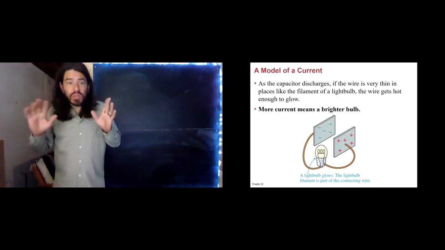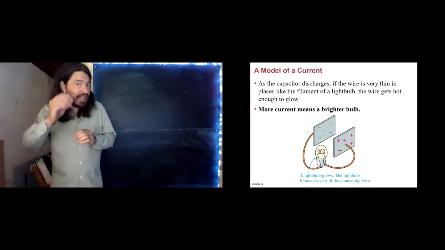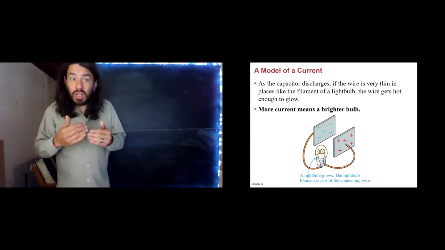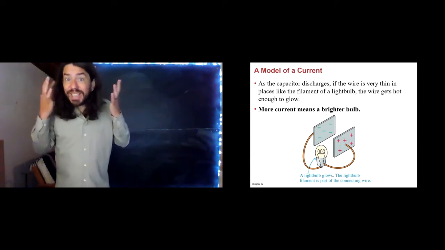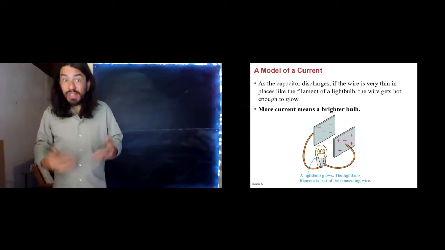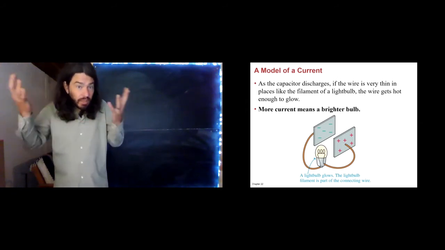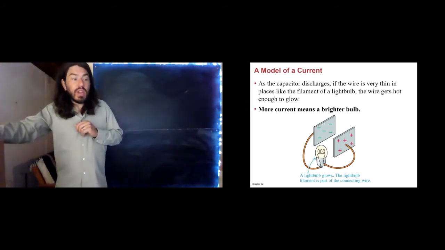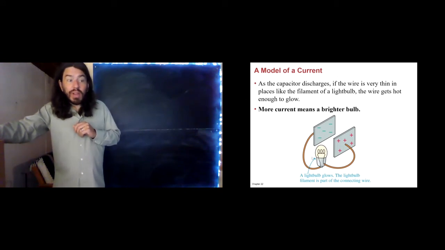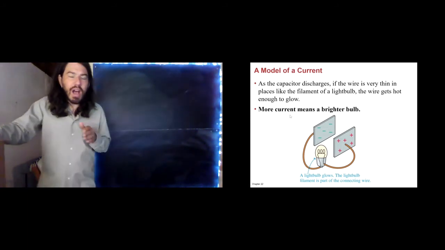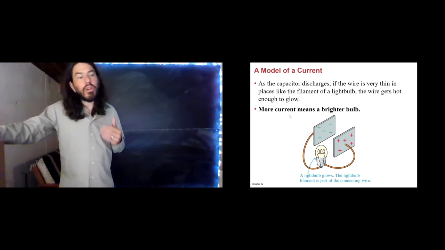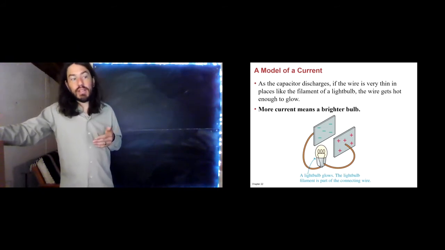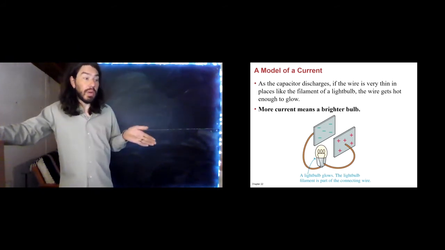It turns out that an old school filament light bulb is just a very narrow piece of wire. And when you run current through it, it gets warm. In fact, it gets so warm, it glows and puts off enough light that you can read a book or do something useful with it. So we see here that a current can be run through a light bulb and cause the light bulb to get so hot it will glow. And we can sort of use this idea of how bright the light bulb is as a bit of a proxy for how much current there is, because more current will lead to a brighter bulb.